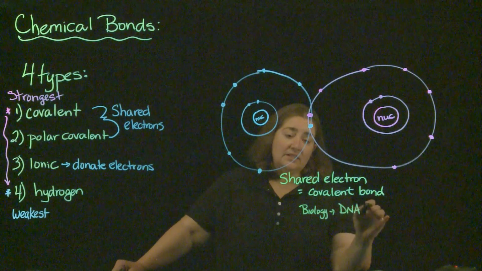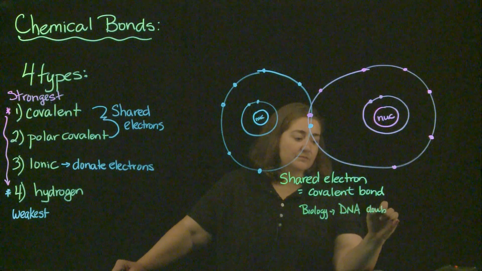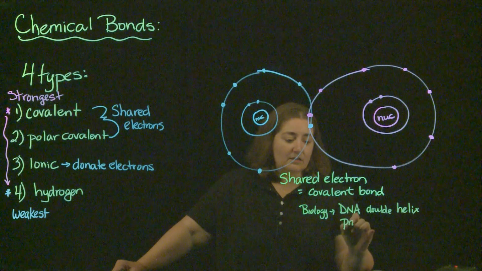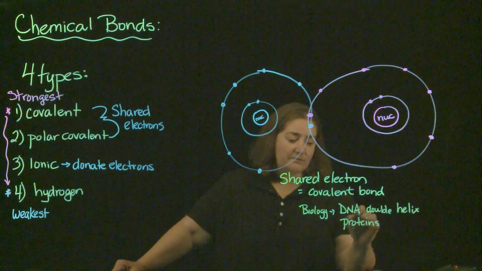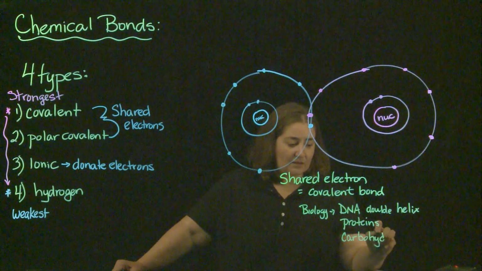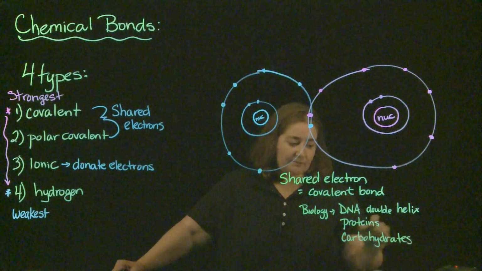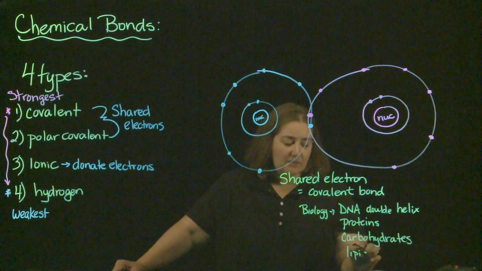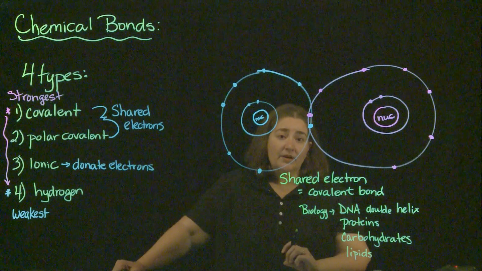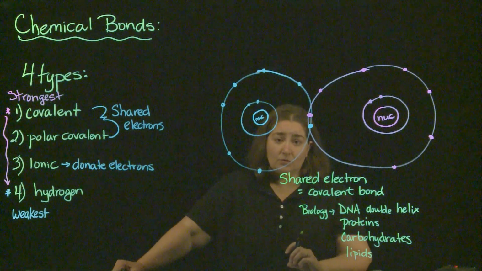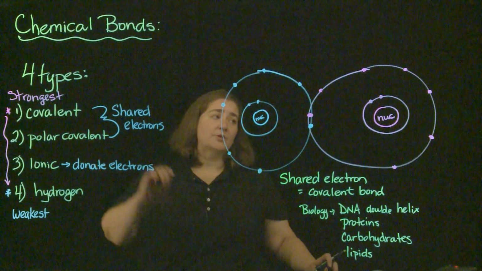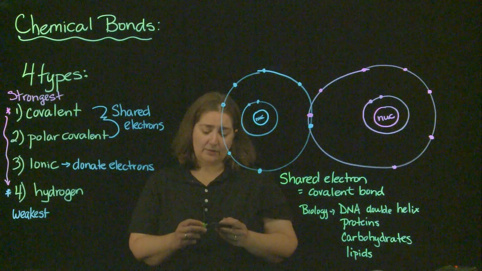are going to be in the DNA double helix, in proteins, in carbohydrates, and we'll also see them in lipids. Okay? So the covalent bond is very relevant to biology. All right? So in terms of that, this is going to be our covalent bond.